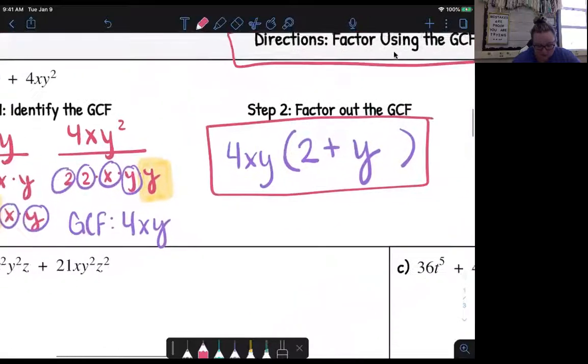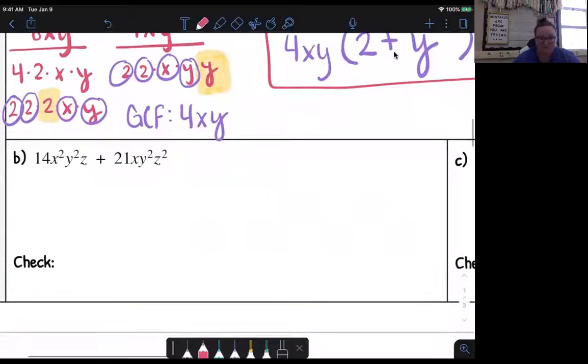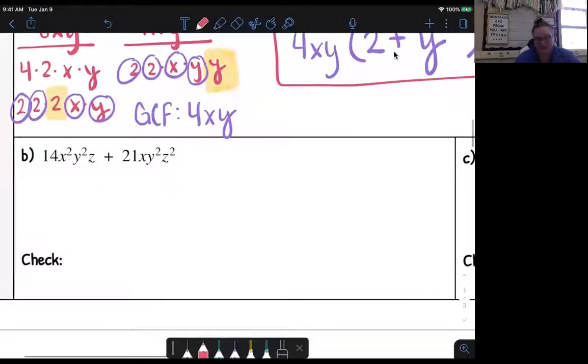So now let's do part B together, and then I'll have you do part C on your own. So for part B, 14x squared y squared z plus 21x y squared z squared. So the first thing we're going to do is find the GCF of both of those terms. So 14 can get broken down to 2 times 7 times x times y times 7.